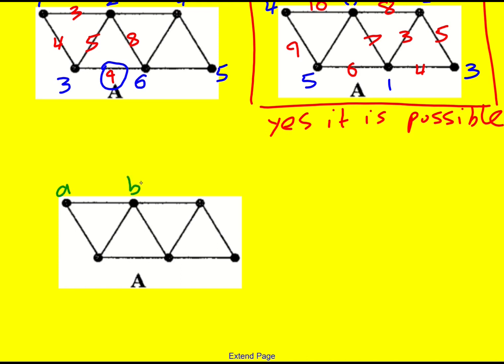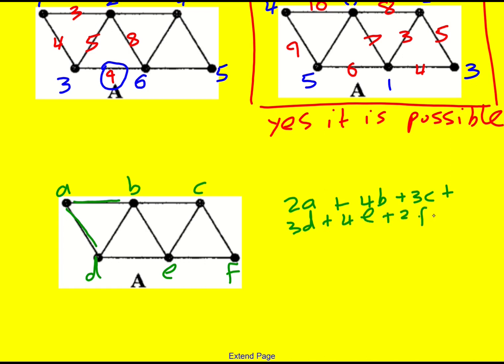So what I did is I decided, right, I'm just going to label it A, B, C, D, E, F. Now, when I add my edges together, I'm going to get an A plus B from here and an A plus D from here. But overall, you can see that I'm going to get a 2A because there are 2 edges that join it. And then for B, I'm going to get 4B because there's 4 edges that join it. 3C, 3D, 4E, and 2F. So that's going to be my sum overall.